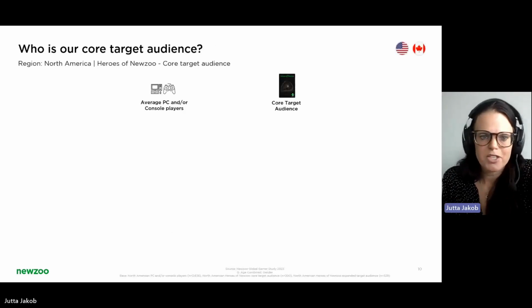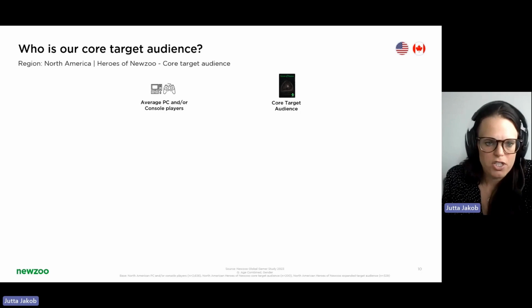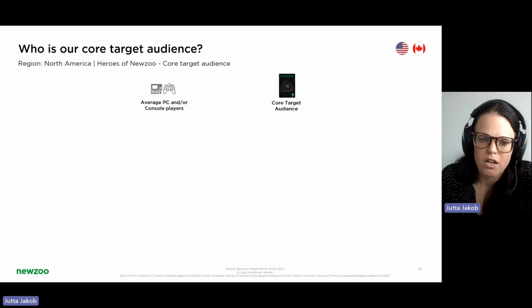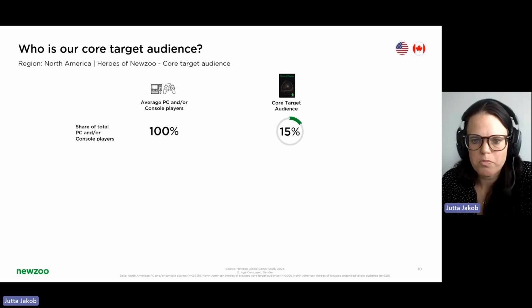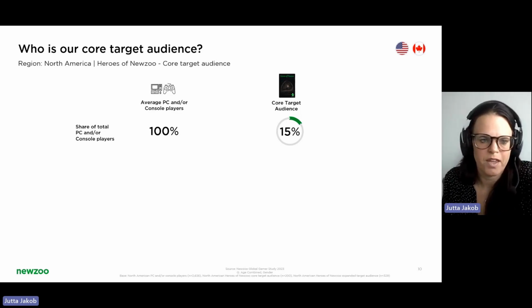Now that we have established the selection criteria, we can profile our core target audience on a wide range of dimensions. For context, we compare it to the average PC and/or console player. To start, let's assess the relative share of our core target group. The core target group represents 15% of the total PC and/or console players, which may seem a little bit small, but it's expected since we have deliberately chosen a narrow range of criteria to maintain focus.